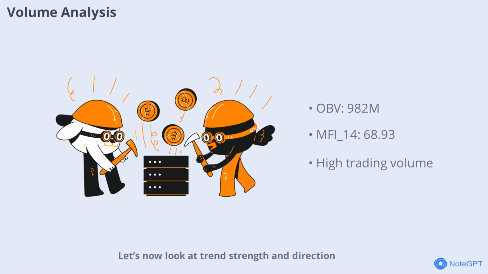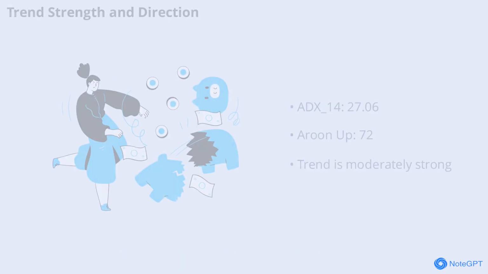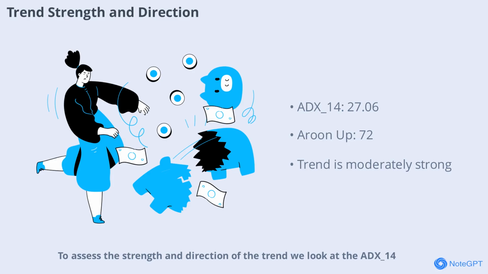Let's now look at trend strength and direction. To assess the strength and direction of the trend, we look at the ADX 14, which is 27.06, indicating a moderately strong trend. The Aroon up is at 72 while Aroon down is at 20, resulting in a positive Aroon oscillator of 35.71. This suggests that the uptrend is dominant but not overwhelmingly so. The trend strength score is 1.09 and the trend quality index is 109.71, both supporting the idea of a healthy, sustainable trend.